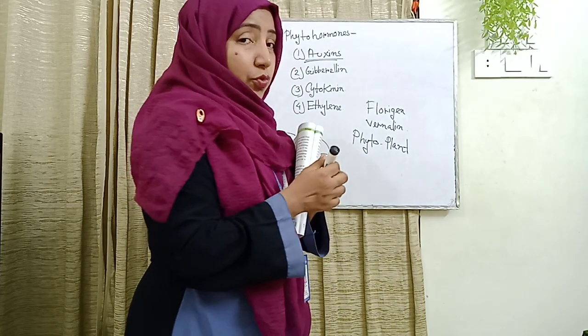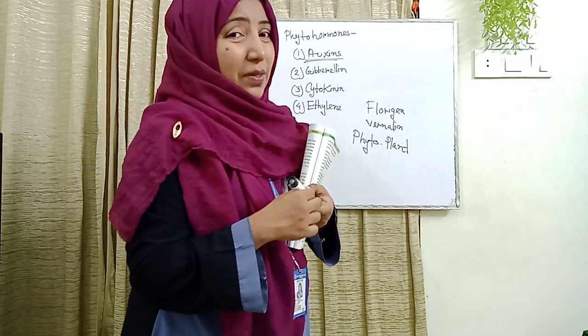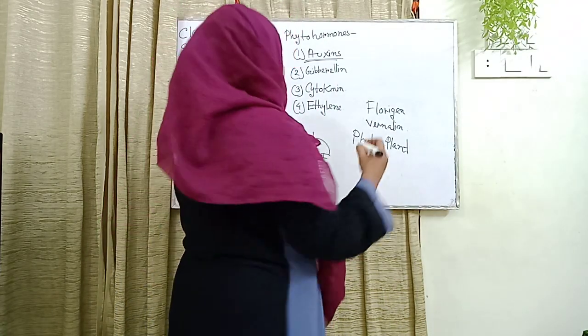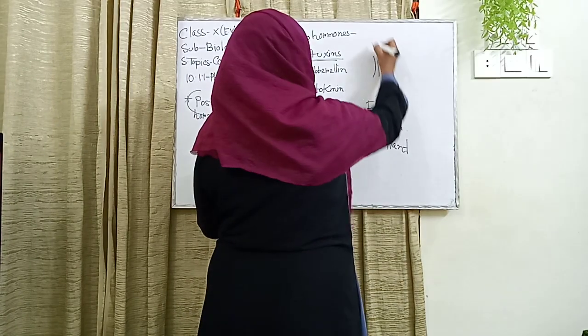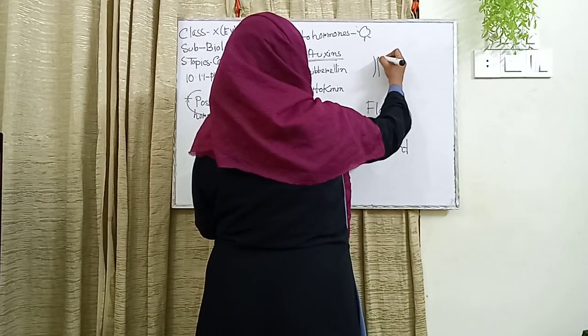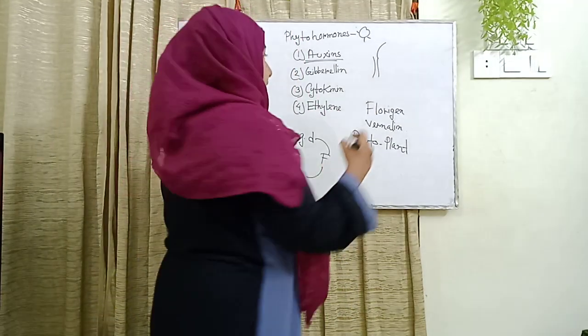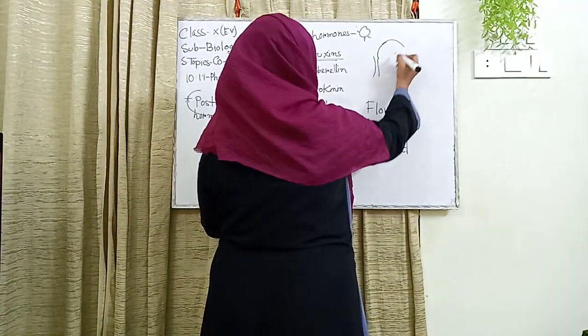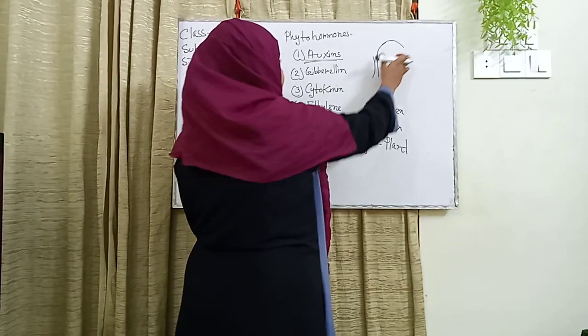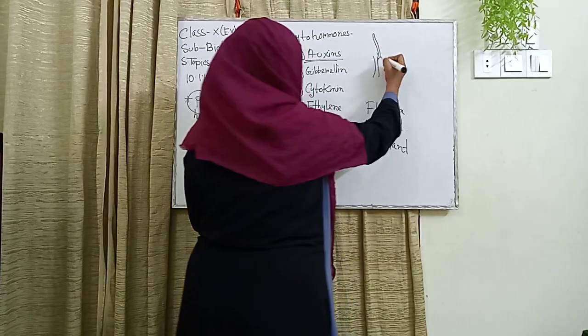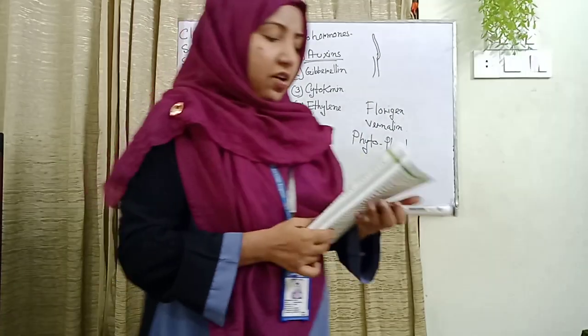I just draw this. What happens is due to the presence of auxins. With the presence of light, when the light shines on one side, the structure bends this way, and when there is no light, the structure grows like this. Basically, auxins help.